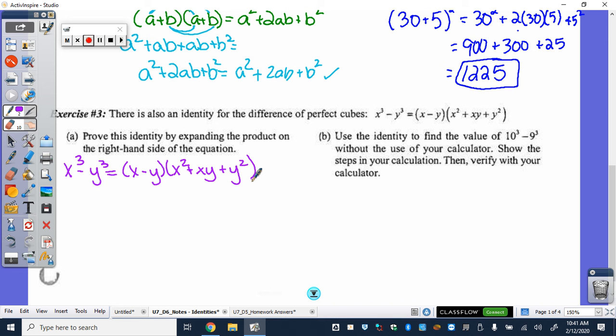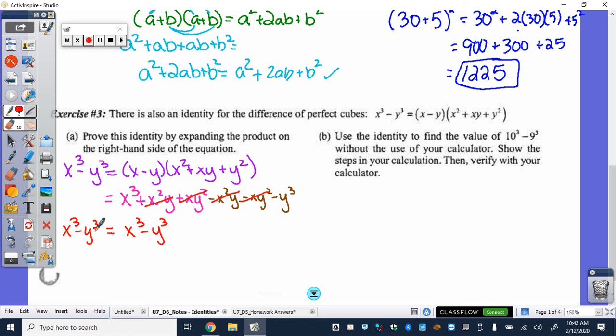combine your like terms. See what we get. So did we get that it worked out? Yeah, good job. It should, because your x squared y and your x y squared end up canceling out. You had 1 plus, 1 minus for each of those. So now they want us to use this identity to find the value of 10 cubed minus 9 cubed. Without the use of your calculator, show the steps in your calculation and then verify with your calculator.